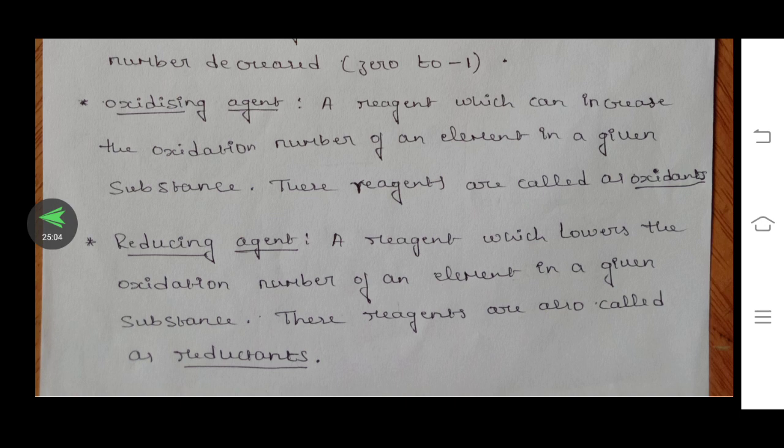Okay, so what are reducing agent and oxidizing agent? See, an oxidizing agent is a reagent which can increase the oxidation number, also called an oxidant. A reducing agent is a reagent which lowers the oxidation number of an element in a given substance. This reagent is also called a reductant.